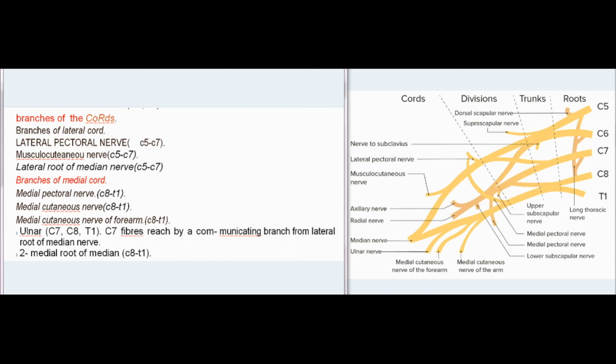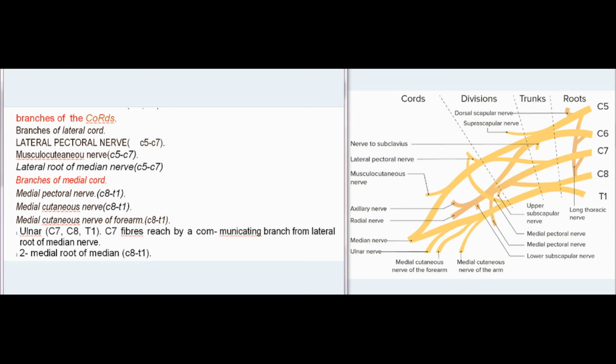Branches of the cords. Branches of lateral cord: lateral pectoral nerve, C5, C7; musculocutaneous nerve, C5, C7; lateral root of median nerve, C5, C7. Branches of medial cord: medial pectoral nerve, C8, T1; medial cutaneous nerve of arm, C8, T1; medial cutaneous nerve of forearm, C8, T1; ulnar nerve, C7, C8, T1. C7 fibers reach by a communicating branch from lateral root of median nerve.